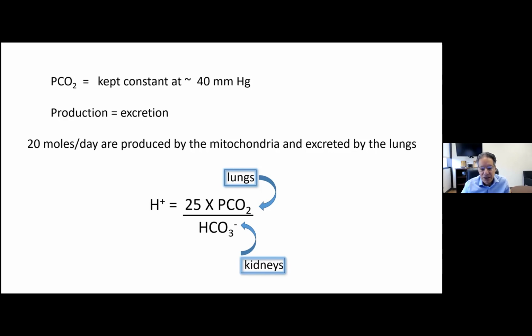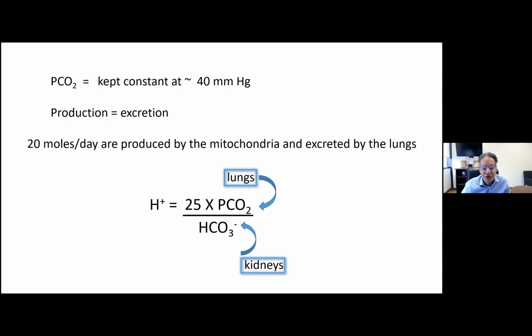So the production occurs in our mitochondria, and every day about 20 moles of carbon dioxide are produced in the Krebs cycle. And obviously that can't be allowed to occur without it being excreted, or we would have a marked elevation in our PCO2, a marked respiratory acidosis, and the ensuing consequences.